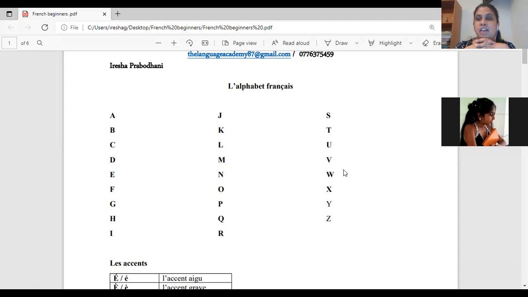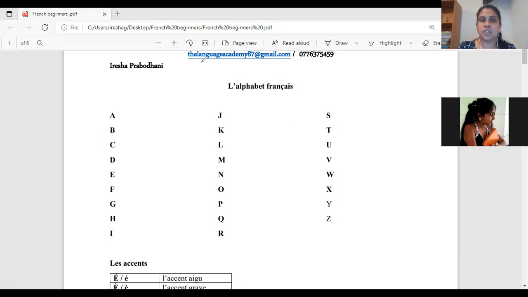And then R. S is normal, the similar sound S. T is te, not te. S, te, u. V is we, and W is double V. W is double V, V is we. X is X. Y is Y.